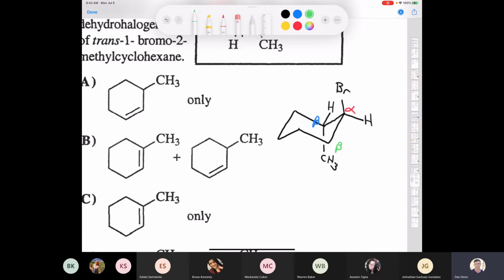So could anybody tell me from which one of these carbons the elimination would occur? Would I eliminate the proton from the blue carbon or from the green carbon when I do my elimination reaction? It's going to be from the green one. Can anybody tell me why?